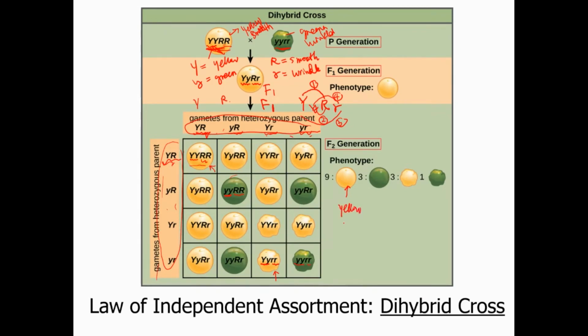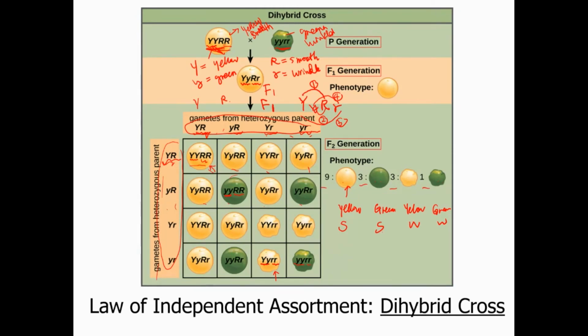Yellow and smooth, right? And this one is green and smooth. The next one is yellow, wrinkled, and this one is green, wrinkled. If you go through each square, you will only count the different phenotypes, and these are the correct phenotypes. When you count the number of squares, it's 9 to 3 to 3 to 1.